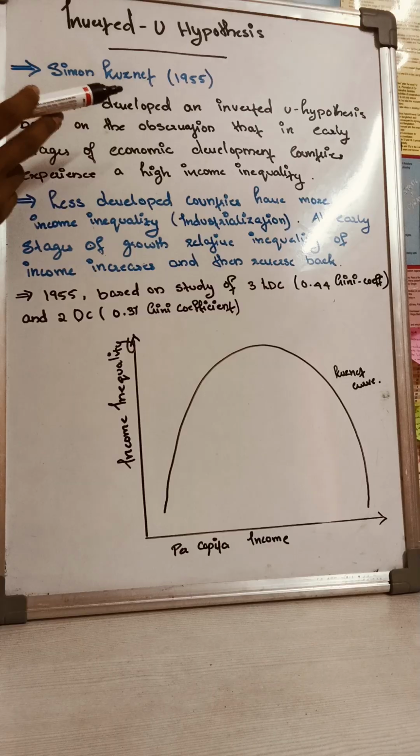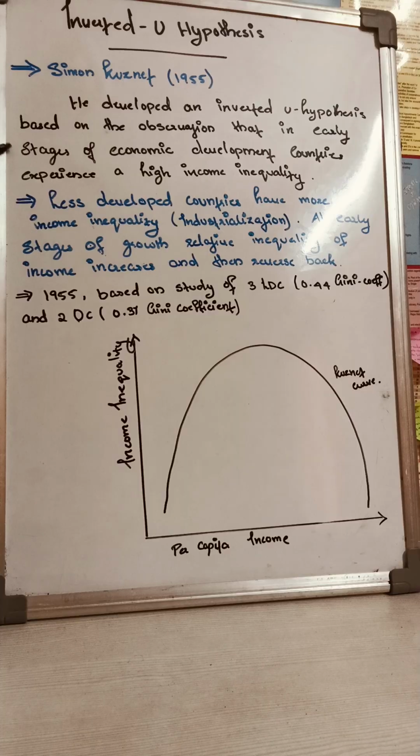He developed the inverted U hypothesis based on the observation that in the early stages of economic development, countries experience high income inequality. Less developed countries have more income inequality at the early stages of growth, and relative inequality of income increases and then reverses back. Simon Kuznets observed that at the early stages of growth and development, countries experience high inequality, and later, when the country is developed, the inequality is reversed back.